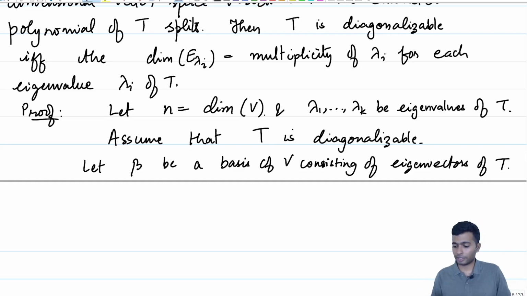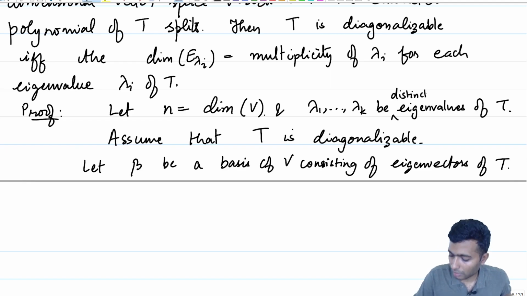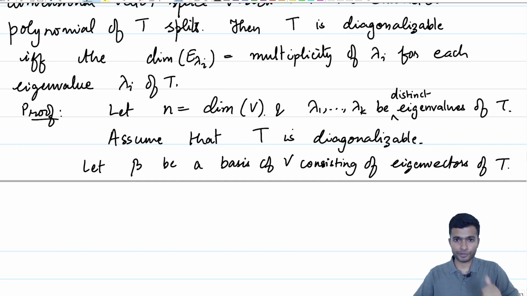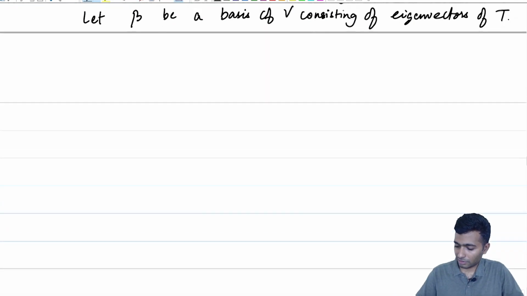So, there are k distinct eigenvalues. Let me just add the word distinct. There are k distinct eigenvalues of T, k is less than or equal to n. That is an exercise for you: to show that there cannot be more than n distinct eigenvalues of a linear operator T.